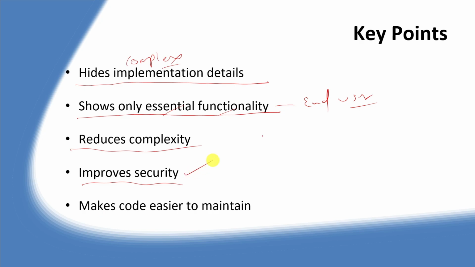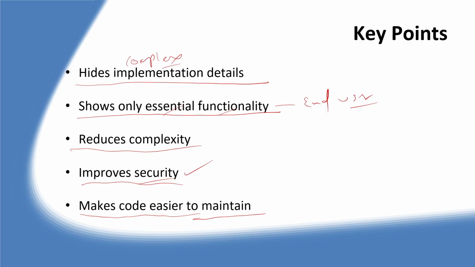If we tell everything to the user, then how can we secure the application? It will make code easier to maintain, because we are following the concept of abstraction. So abstraction hides implementation details while exposing only essential functionality. It will reduce complexity, improve security, and also make applications easier to maintain.